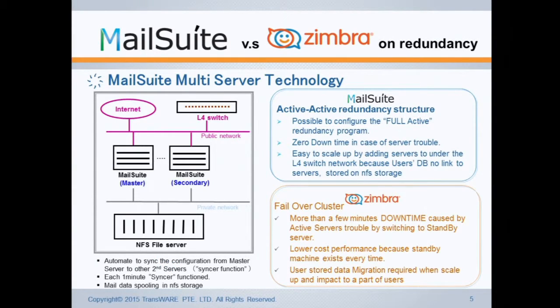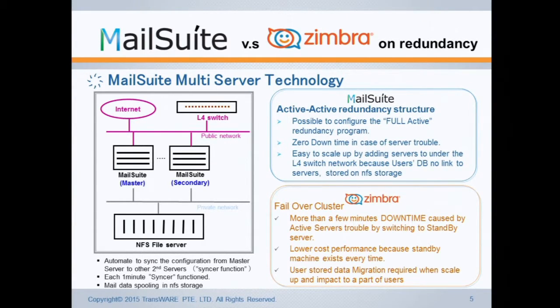MailSuite also has a unique function for redundant configuration. This time, we would like to compare with Zimbra, which is an integrated mail server product in common with MailSuite. MailSuite can employ the full active redundant configuration by arranging the users' data on an NFS file server and locating multiple MailSuite servers under the control of an L4 switch network.